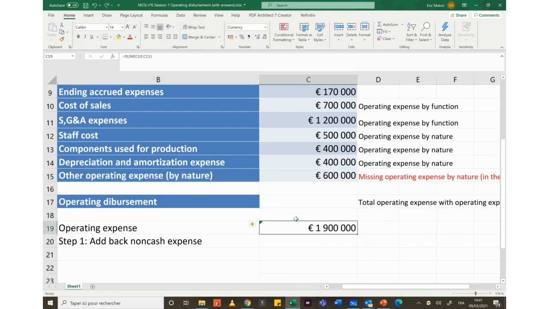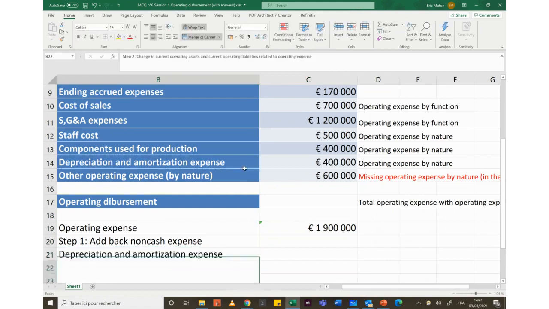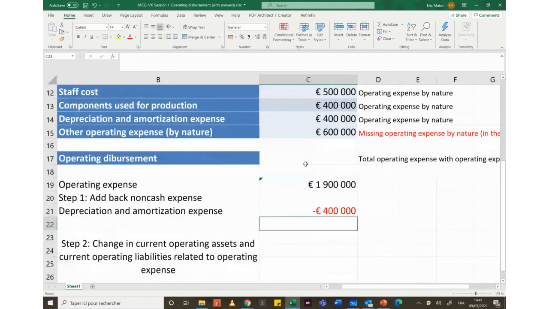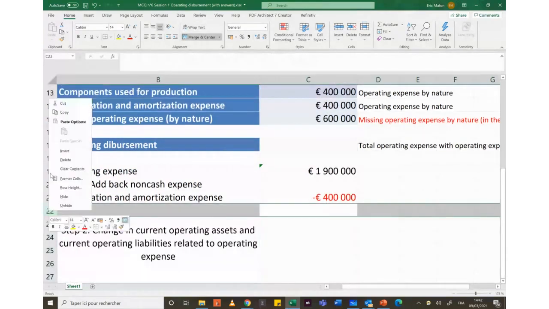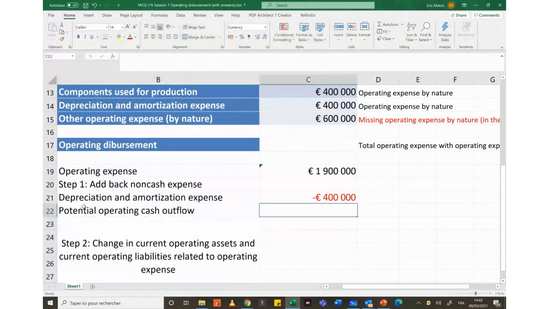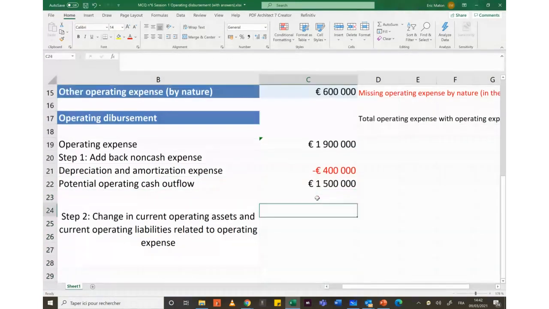So the operating expense is 1.9 million, but inside the 1.9 million, we don't pay the D&A expense. So we don't pay this one. So we need to eliminate this one. So minus this one. What we pay is the rest. So the potential operating cash outflow is the rest. 1.9 minus 0.4. So this is what we should pay, 1.5 million. The question is, do we pay this amount?